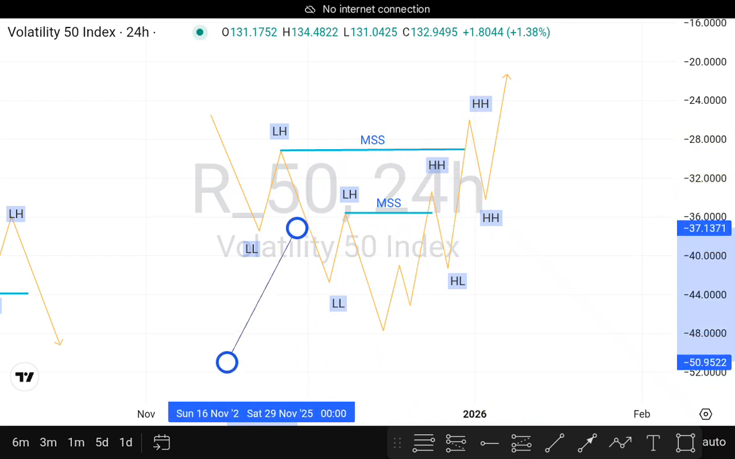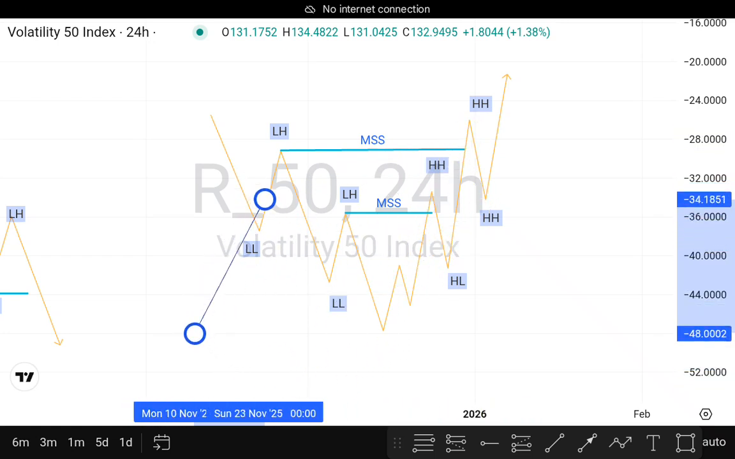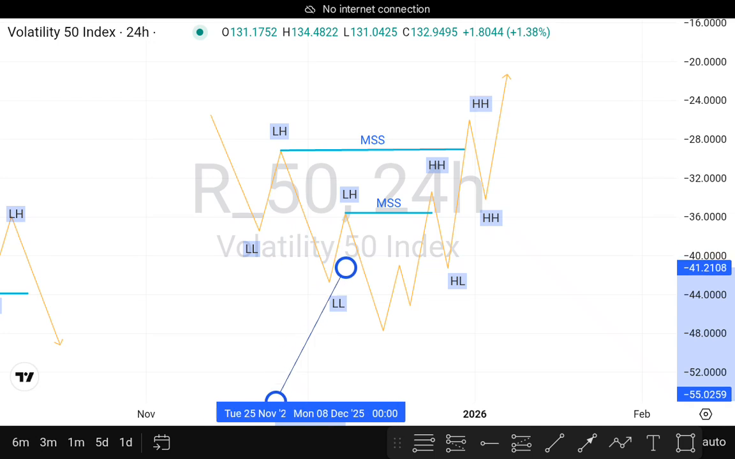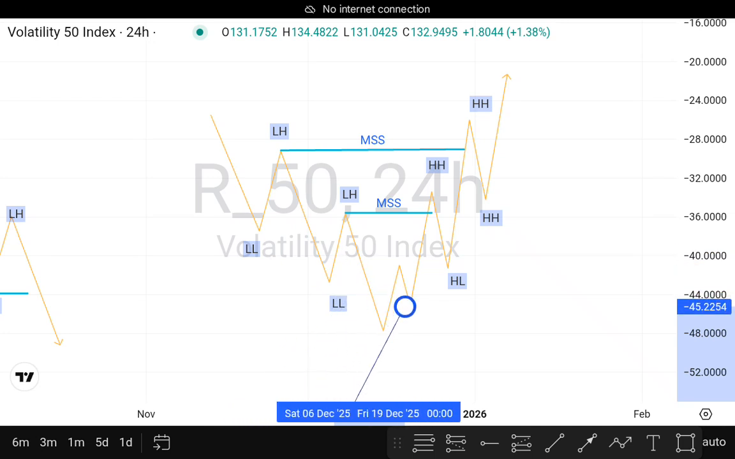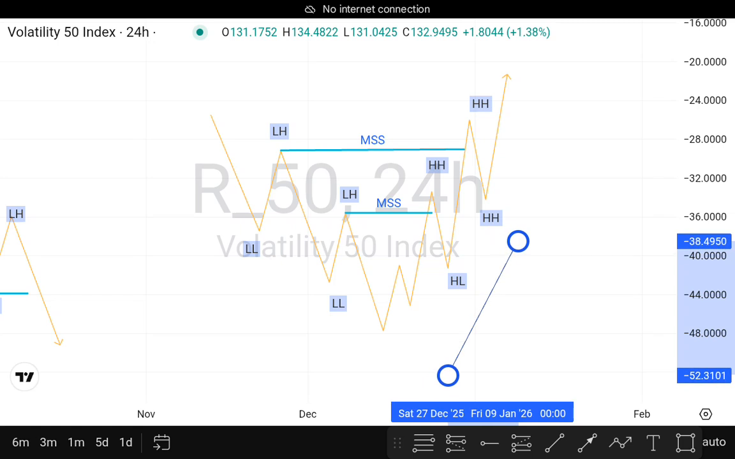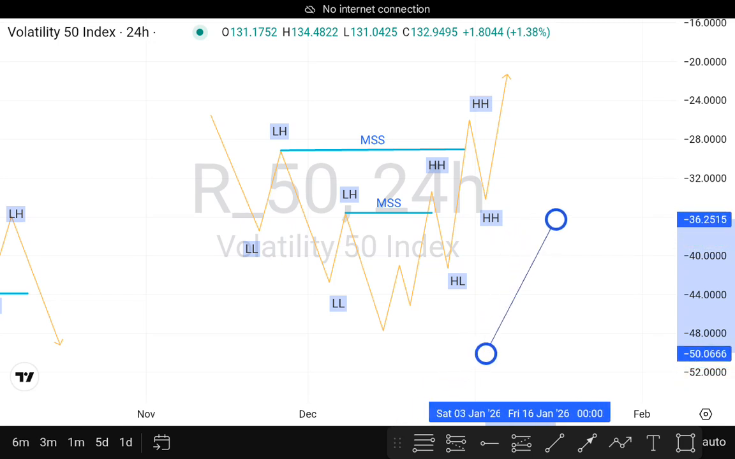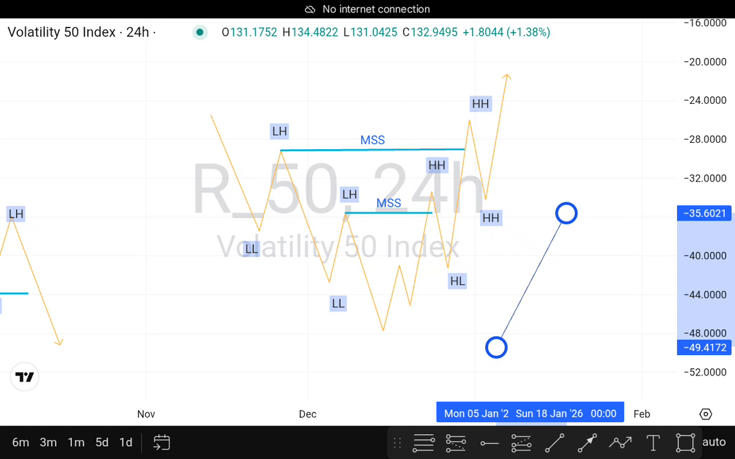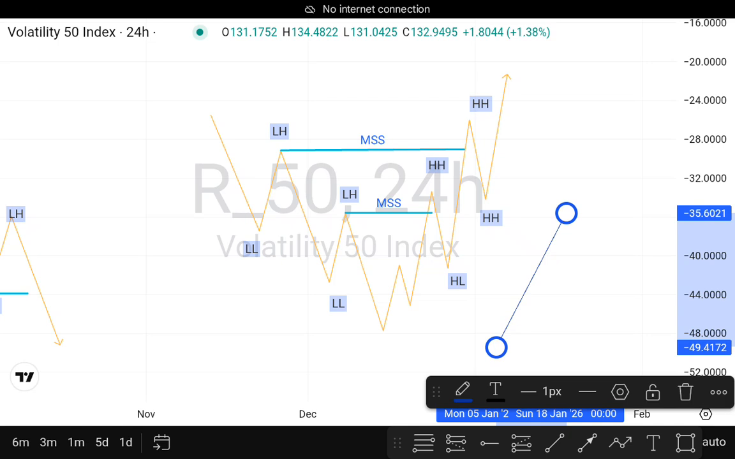As you can see, the market was creating lower lows and lower highs. It was on a downward movement, and then suddenly changed and created higher highs and higher lows. That's how we see that now the market is in a bullish movement. I hope you guys understand me. If you don't, guys, please comment.